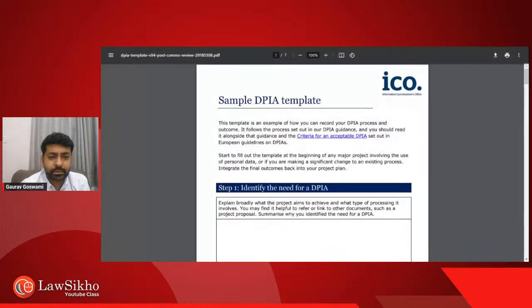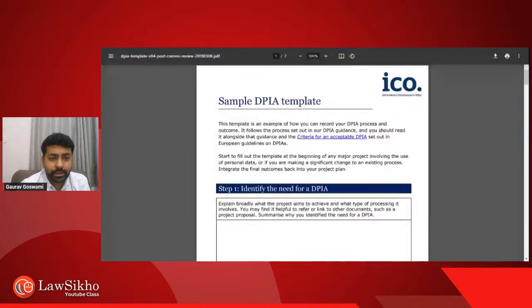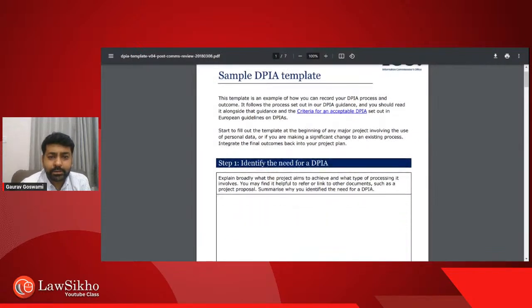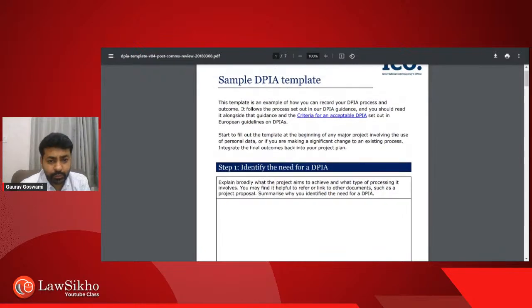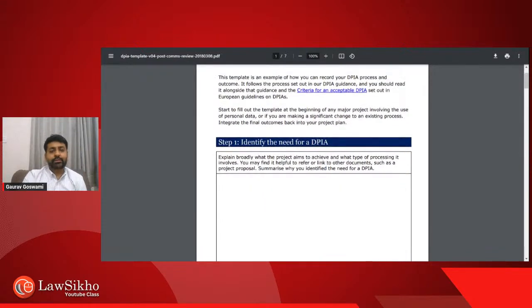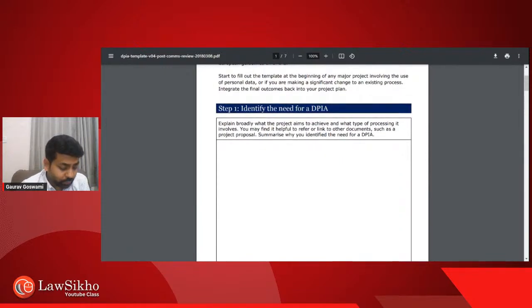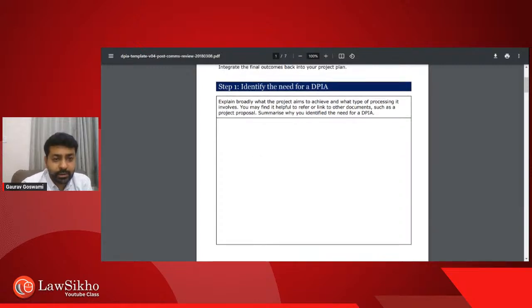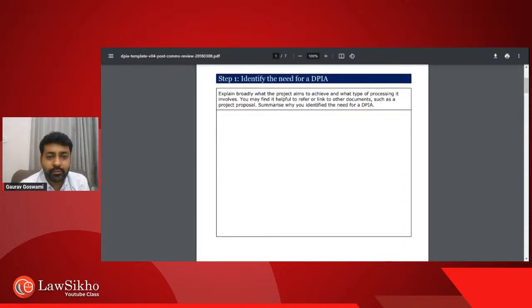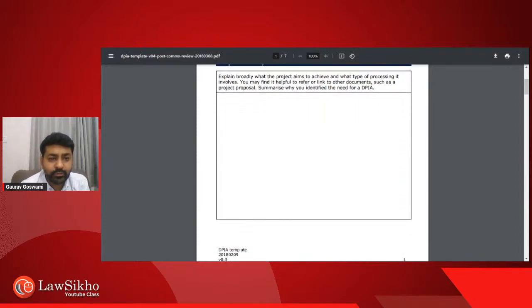So I believe this is the template. This is a sample DPIA template, an example of how to conduct a DPIA. When we talked about Article 35 and looked at what a DPIA must contain, we saw that you have to identify the requirements, how you will be conducting it. So step one, you have to identify the need for a DPIA. You will ask the controller to explain broadly what the project aims to achieve and what type of processing it involves. You may find it helpful to refer or link to documents such as a project proposal. All these details are to be filled up first.